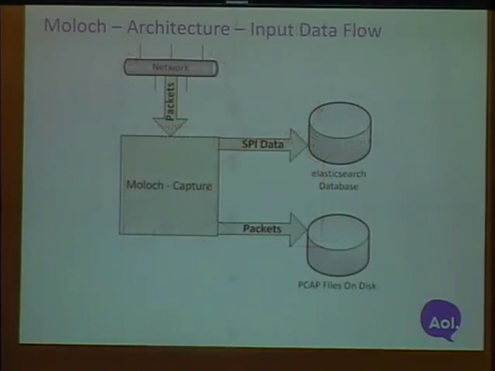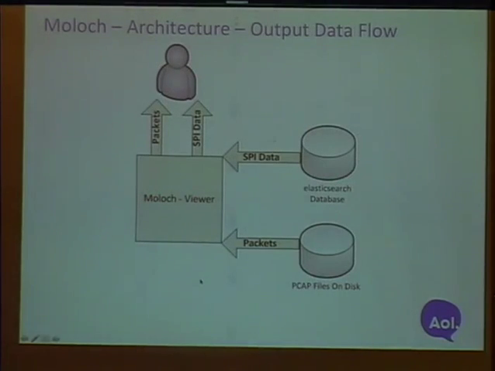From an input data flow standpoint, instead of network, it could also just be a PCAP file that you have. It flows into the capture process. It gets parsed, creates SPI-Data. That goes to your Elasticsearch database, and then also the packets are written to disk locally on the capture system. For the output data flow, you have your SPI-Data that would flow out of your Elasticsearch database through the viewer process back to the user, and also the PCAP files on disk would flow packets back through the viewer and then to the end user.